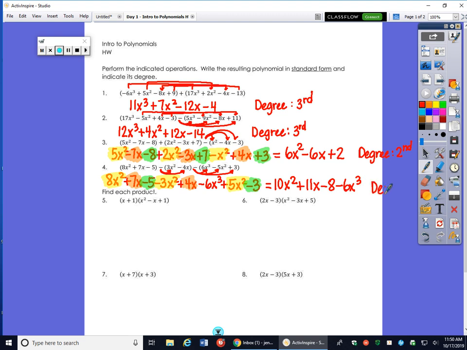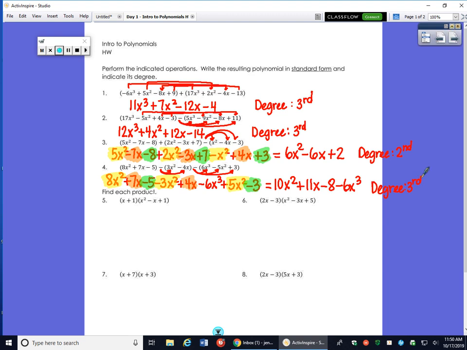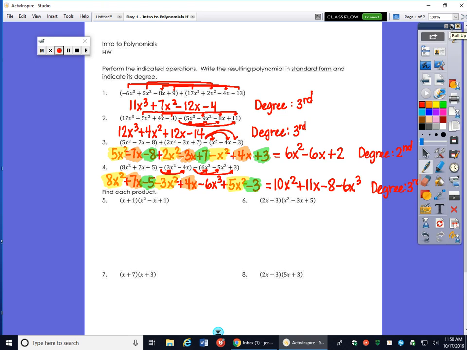So the degree is actually the third degree because it is the highest exponent, and this would not be in standard form, so we would have to actually take that negative 6x to the third, and we would need to move it. So it would actually be negative 6x to the third plus 10x squared plus 11x minus 8. This would be the final answer in standard form.